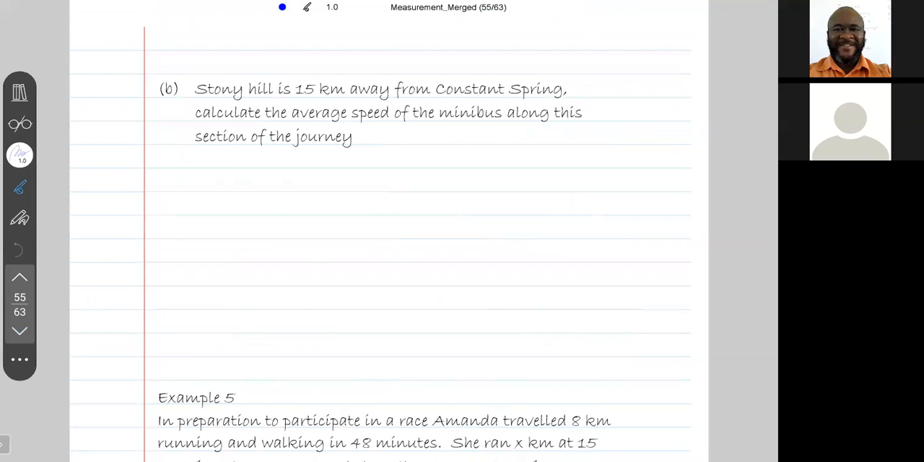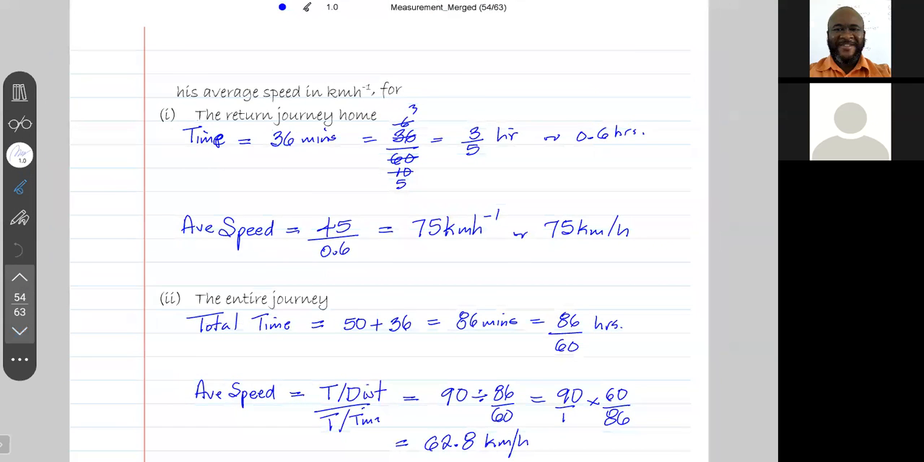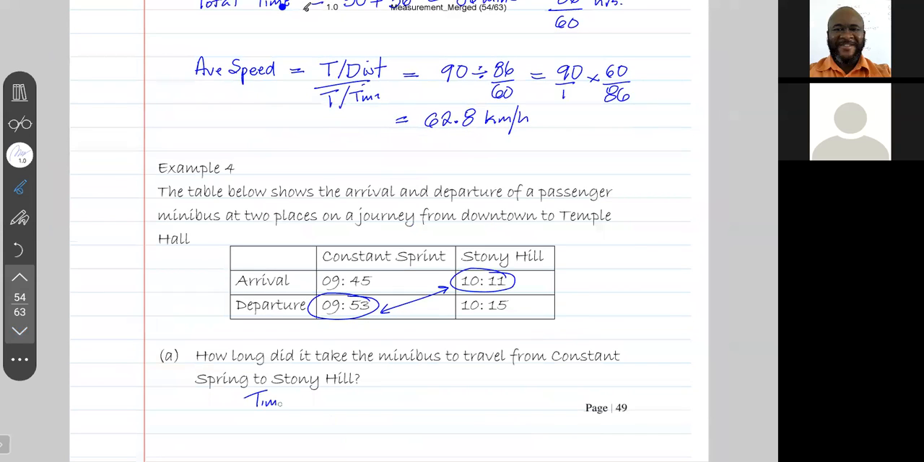So the time of the journey would be the arrival, 10:11, minus the departure, 9:53. That is 9:60 plus 11:71 minus 9:53. 3 from 11 is 8. 5 from 6 is 1. According to this, the bus took 18 minutes to travel from Constant Spring to Stony Hill.